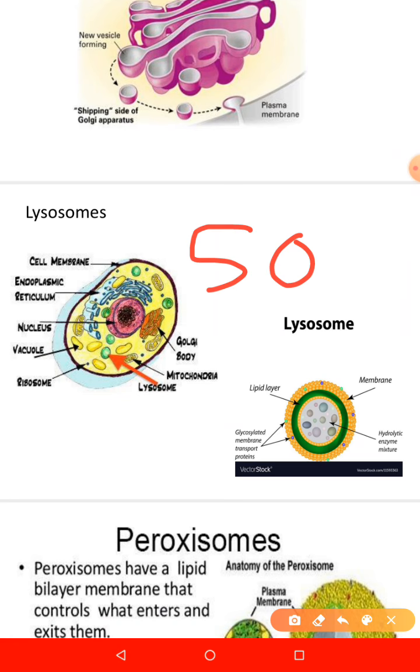hydrolases. Some of these enzymes we have are the proteases, which hydrolyze the proteins into amino acids. We have the nucleases, which hydrolyze the nucleic acids into mononucleotides. We have the amylases, which hydrolyze the polysaccharides into glucose. We have the lipases, which hydrolyze the lipids into fatty acids. So it's a very important organelle because it's called the garbage system.